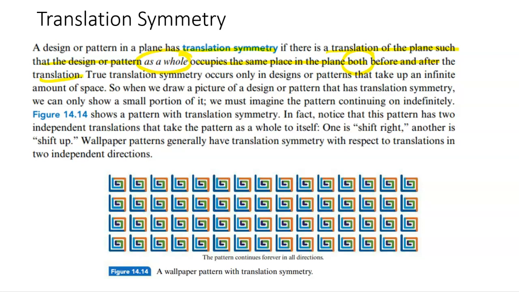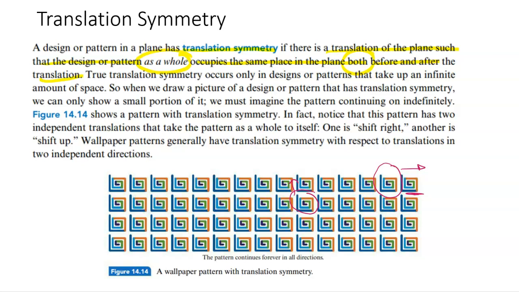But when we draw a picture or design that has translation symmetry, we only look at a portion of it. So we kind of have to imagine that the pattern continues forever. In fact, notice that this pattern has two independent translations that take the pattern as a whole to itself. One is a shift right. So again, this image here shifts to the right, and then it becomes this image. Another is shift up. This here shifts up and becomes that one.